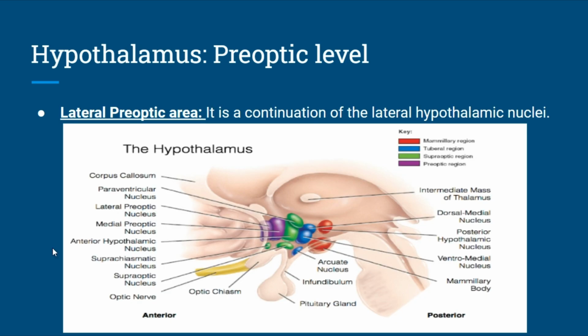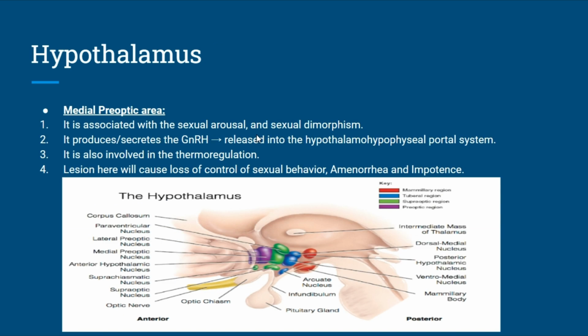So let's start with the pre-optic level. These are the four levels that we have just discussed, going from anterior to posterior. The first one is the pre-optic level. This picture is going to be repeated again and again, so please familiarize yourself with it because it is all color coded. The red one is the mammillary region, blue is the tuberal region, green is the supraoptic, and purple is the preoptic region. At the preoptic level, we are looking here at the lateral preoptic area. Right here, the lateral preoptic nucleus is a continuation of the lateral hypothalamic nuclei.